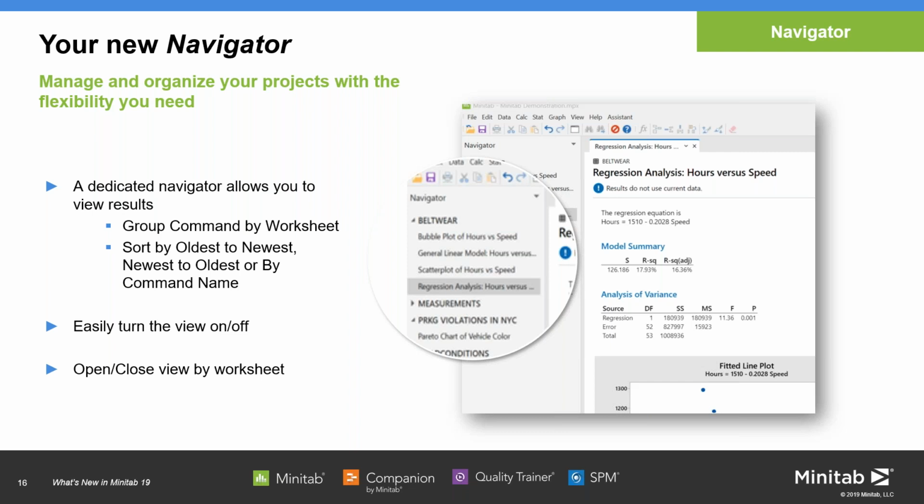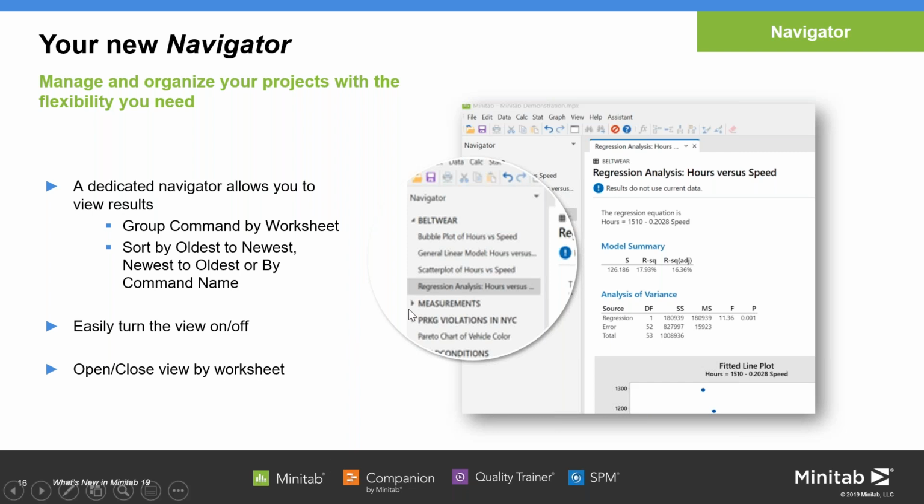That navigator also has some nice features where I can group those commands by worksheet. So instead of just seeing the laundry list of all the things that you've done in time order, I can also look at those things by the different data sets that I've used to generate the results. Makes it a little bit easier to manage.